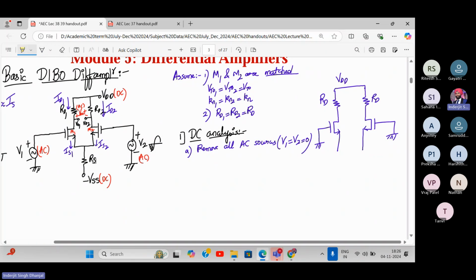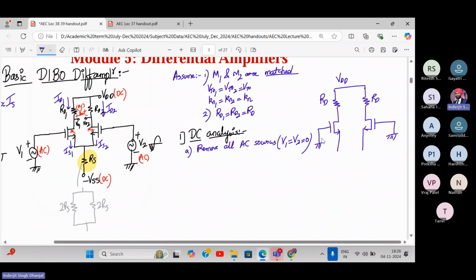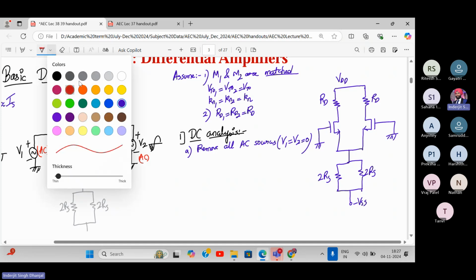And here, see this. Now this one single resistor RS, can I split up into two resistances? Can I split up this RS into two resistances? Yes or no? Yes. How? If I make 2RS parallel to 2RS, what I will get? Equivalent RS only. Do you agree? So here also I'm doing the same thing. Here also I'm just splitting this into two parts. This will be 2RS. This also will be 2RS. Okay. And this is connected to negative supply, VSS. Got it? So this is your DC equivalent circuit which we get.